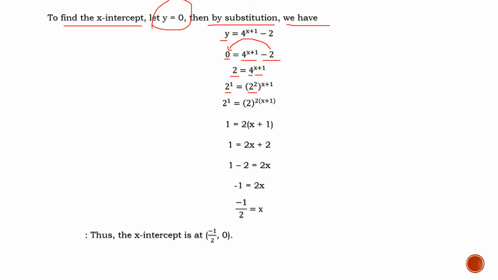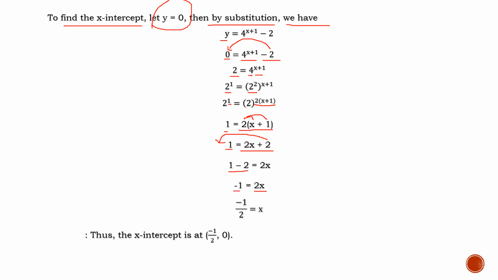So therefore, base 2 now equals base 2, and we can assume that the exponents are equal. That's why it becomes 1 equals 2 multiplied by x plus 1. Next, copy the 1 on the left side and distribute 2 to x and to positive 1, so it becomes 2x plus 2. Then we transfer the 2 to the left side of the equation, so it becomes positive 1 minus 2, and 1 minus 2 becomes negative 1.